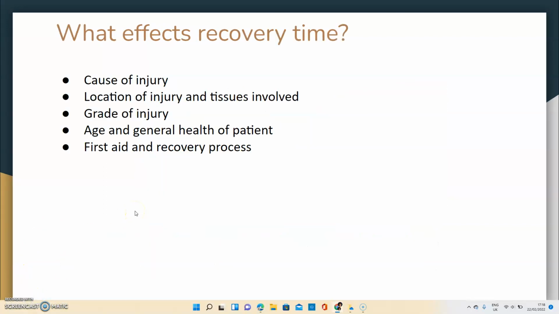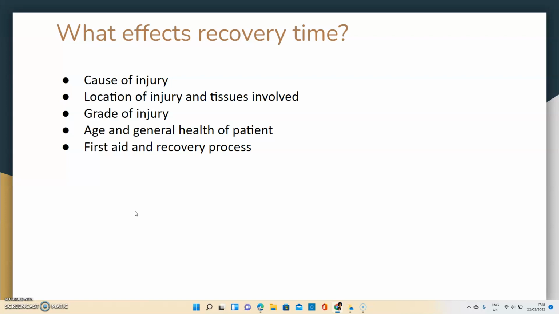Moving on to the final part, what affects recovery time of an injured athlete? The first being the cause of injury. The cause of injury can massively affect the recovery time as it can change the severity and grade of the injury. The second factor is the location and tissues involved. Depending on where the injury occurs can affect the recovery time. For example, if the injury occurs somewhere where there is a limited amount of blood flow, then this will increase the recovery time of the athlete.